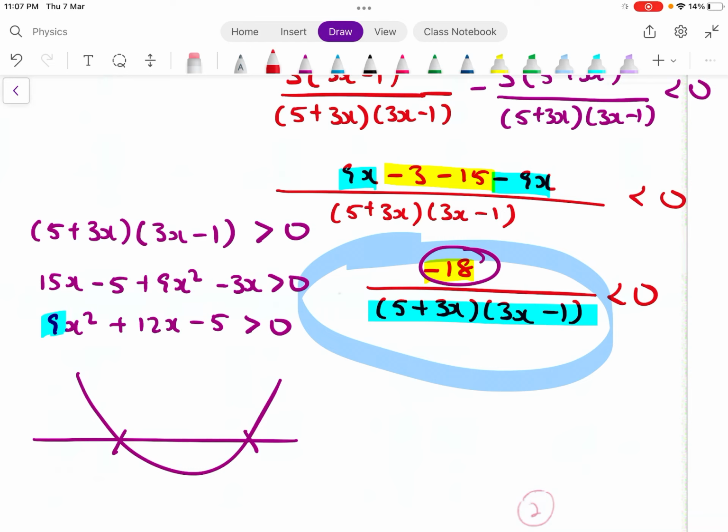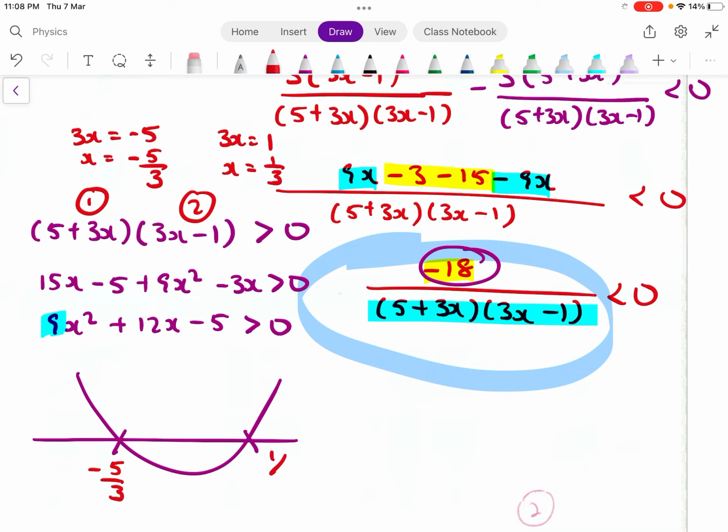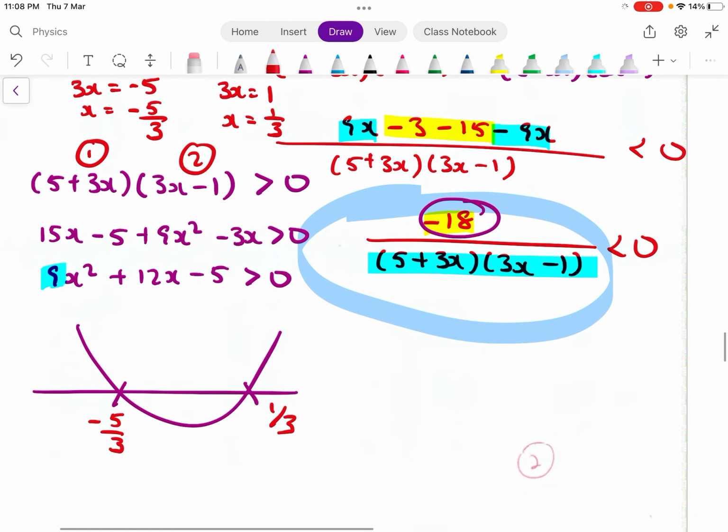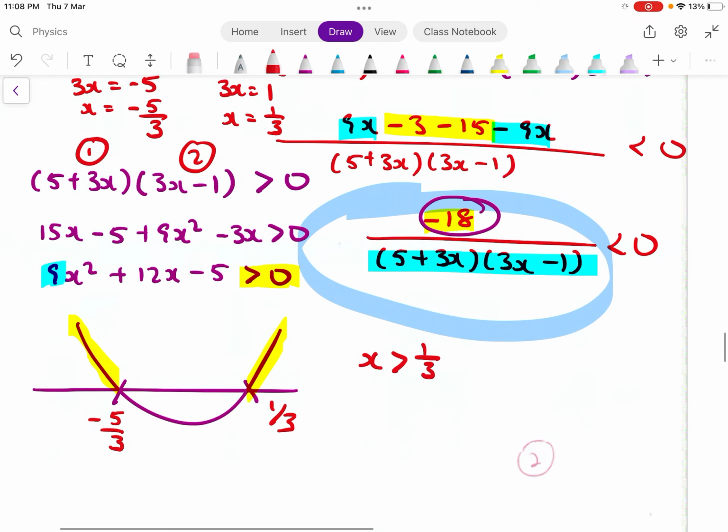Next part, I solve for x. If you look at this first bracket, I solve for x, so I will get 3x equal to minus 5. x will become negative 5 over 3. So I put here minus 5 over 3. If I solve for the second bracket, 3x equal to positive 1, x is equal to 1/3. So this will be 1 over 3. The next thing is to form the inequality. Because you want more than 0, you want this part and this part. So your inequality will be x more than 1/3 or x less than negative 5 over 3. So that is how we solve this question.